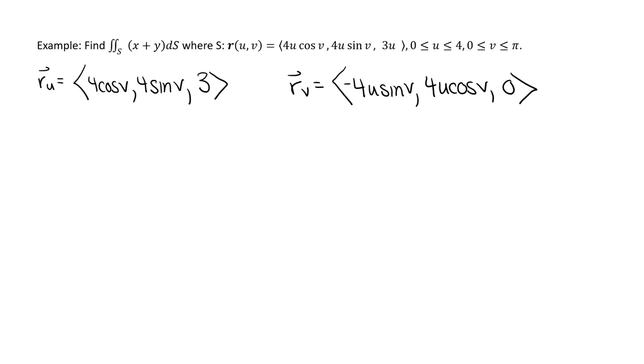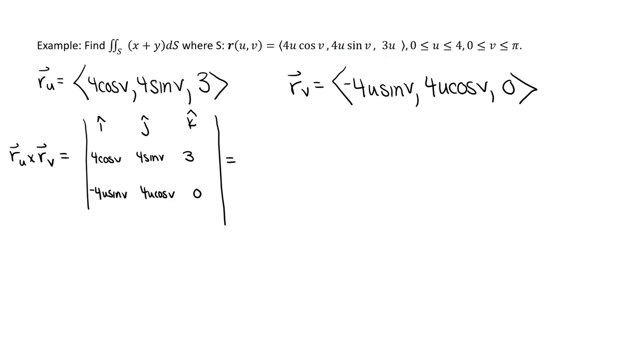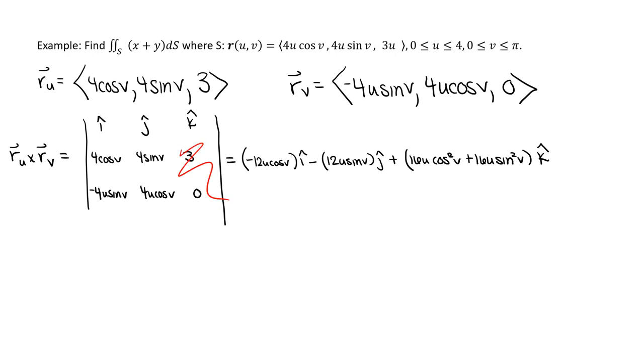So I'm going to start by finding my r sub u. So basically, I just took that surface and I found the derivative of each component with respect to u. I got 4 cosine v, 4 sine v, 3. And then I'm going to take the derivative of each component of that surface with respect to v. And so that's how I got the negative 4u sine v, 4u cosine v, and then 0. And then I'm going to go ahead and find my cross product, ru cross rv. So let's see, I component is negative 12u cosine v. J component is going to be a negative 12u sine v. K component, 16u cosine squared plus 16u sine squared. You can factor out the 16u, use that Pythagorean identity, simplifies down to 16u.